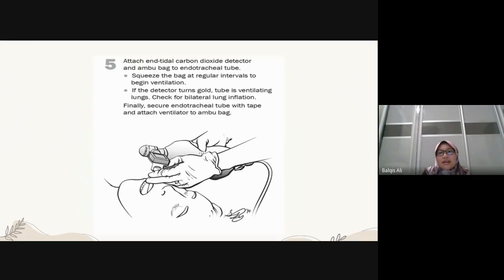And then you squeeze the bag at regular intervals to begin ventilation. Finally, secure the endotracheal tube with tape here or at the cheek, and then we attach the ventilator to the bag.